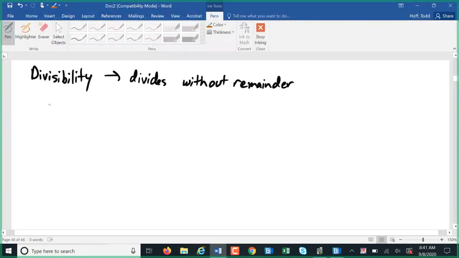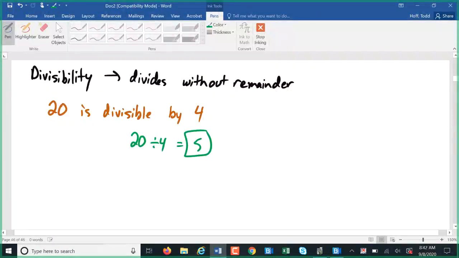So if I say that 20 is divisible by 4, well, that's because 20 divided by 4 equals 5. 5 is a whole number. There's no remainder, no decimal, no fraction.